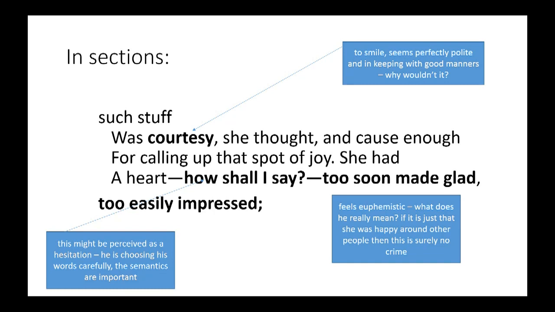Too soon made glad, too easily impressed might hint at her being a little on the simple side, that she's not got a lot of intellect. But actually, later on in the poem, the Duke contradicts that. Anyway, she's not committing any sort of crime here at all.